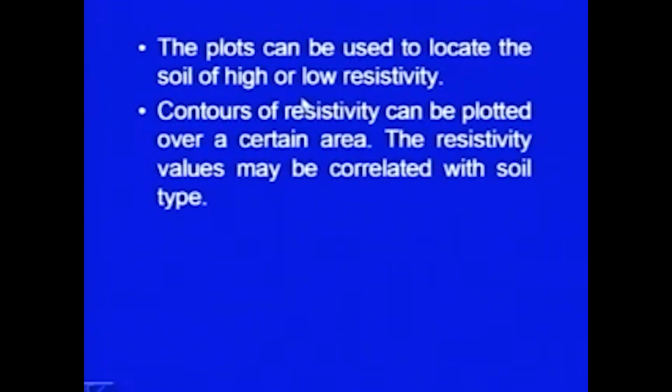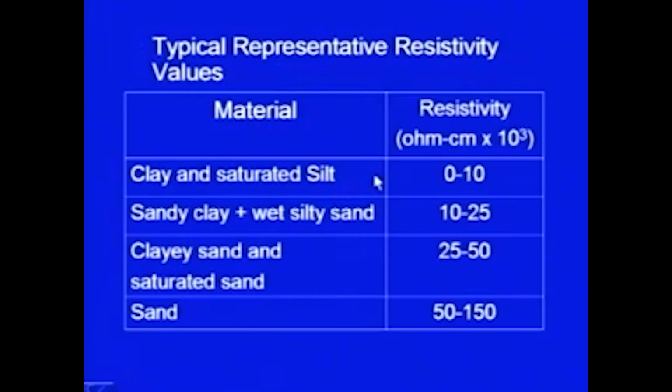These plots can then be used to locate soil of high or low resistivity, and one can also plot the contours of resistivity. These resistivity values can then be correlated with soil type. Here are some typical values. Using these values, one can roughly assess the kind of soil which is existing.